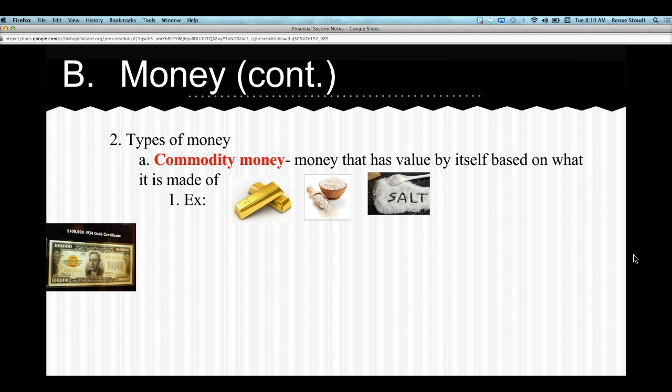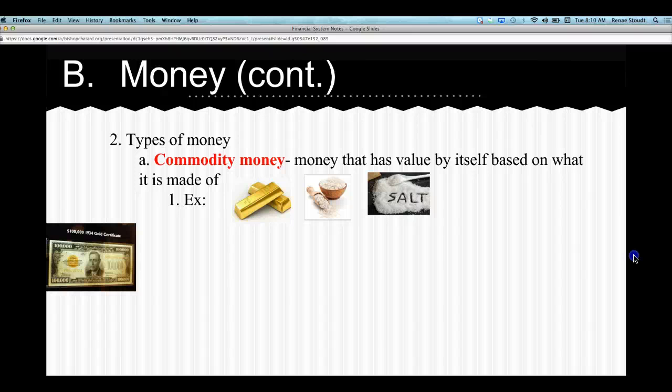Think about it from the standpoint of the Middle Ages, to preserve food. They used a lot of salt. Things were very salty, which added to their very low life expectancy. But all of these things have value by themselves, because they can be used by themselves. So as a result, these are all commodity money.